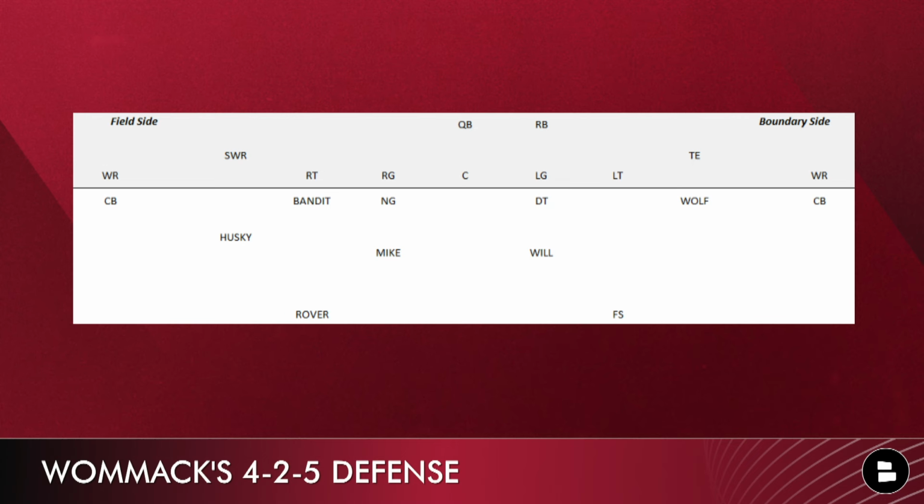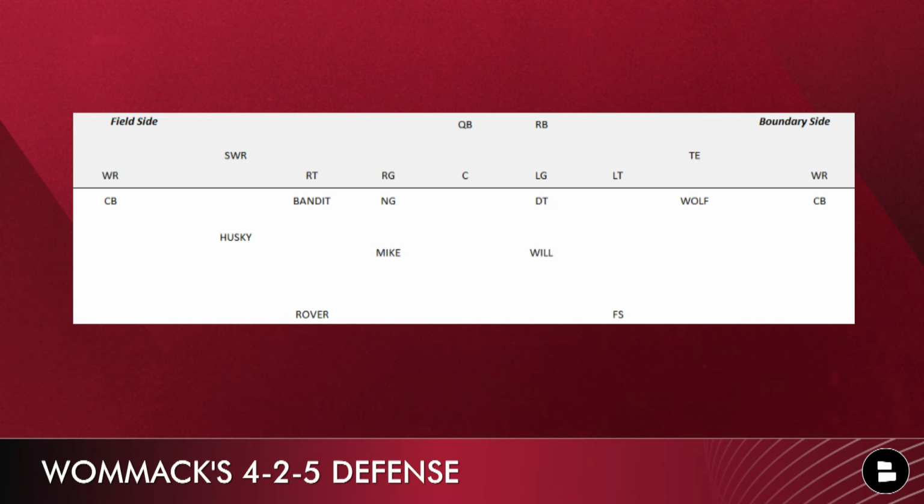Now, Wolf and Bandit, a little bit different. Wolf is even more of an outside linebacker and sometimes kind of becoming almost an off-ball linebacker in some situations, depending on how the field and boundary sides are set and what the formation stack ends up being. Bandit still kind of plays that defensive end, edge rusher hybrid role that so many good players have come through and had success with at Alabama.